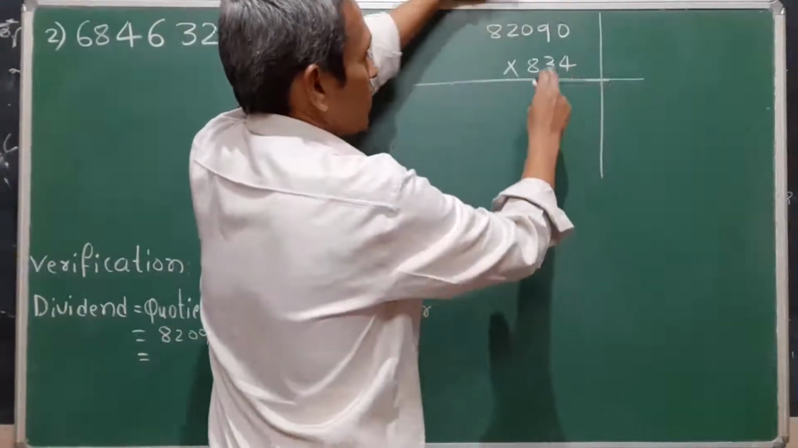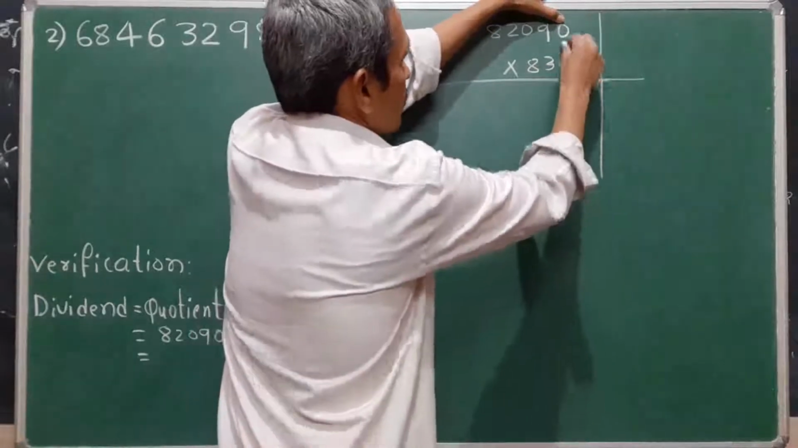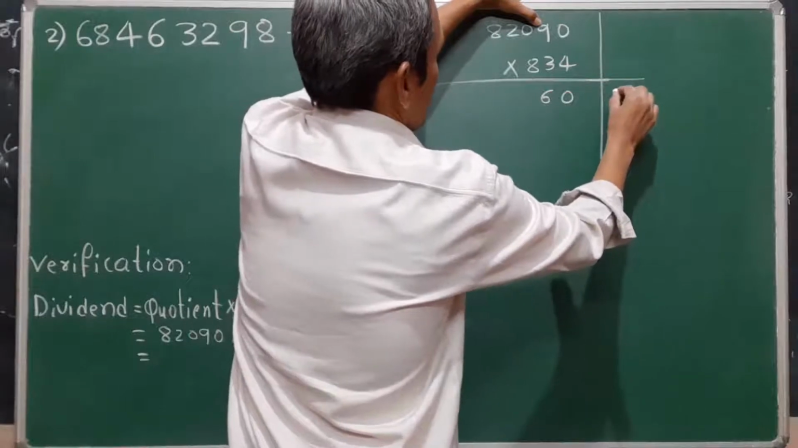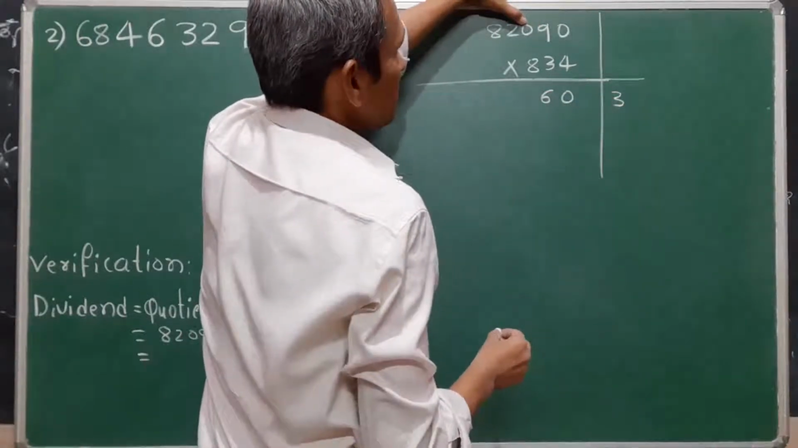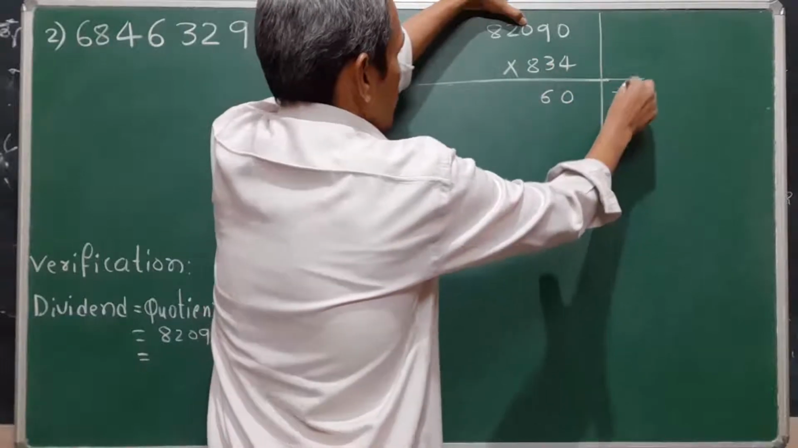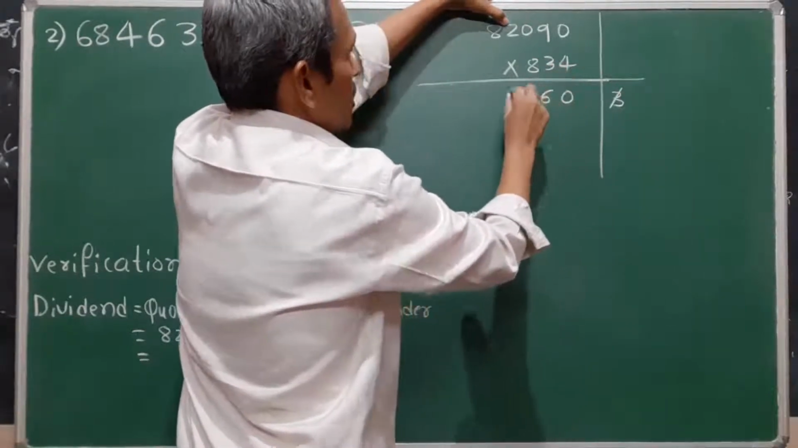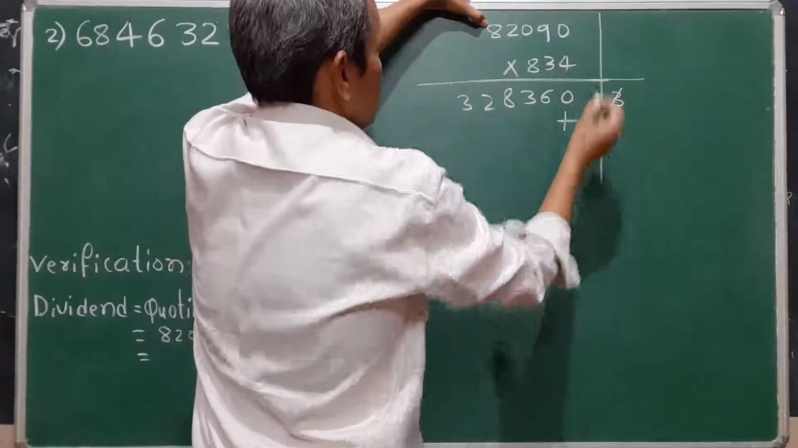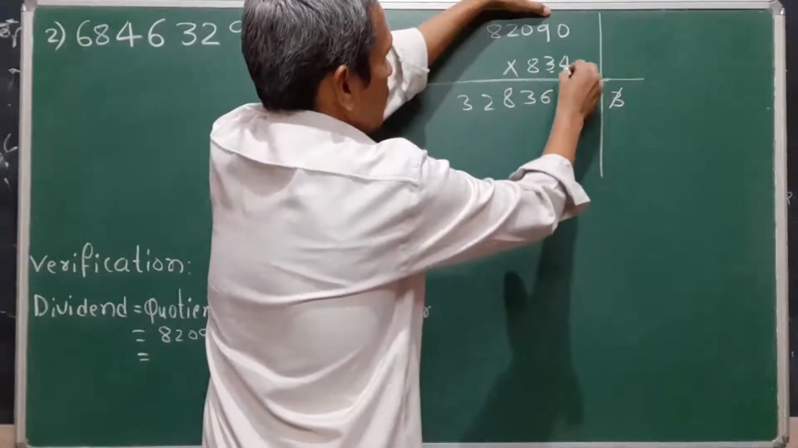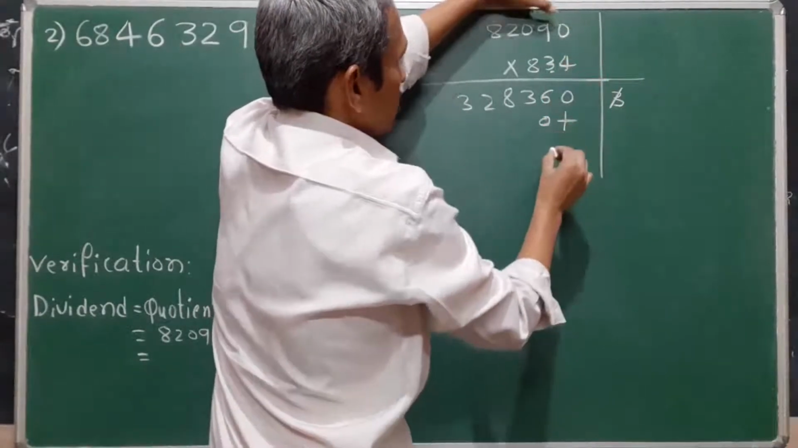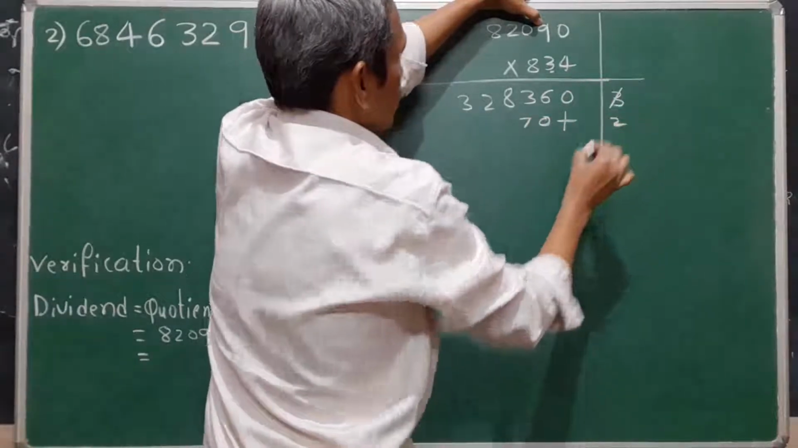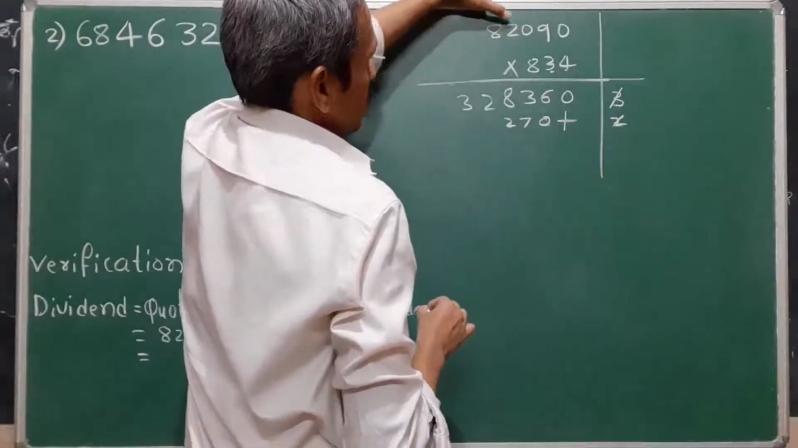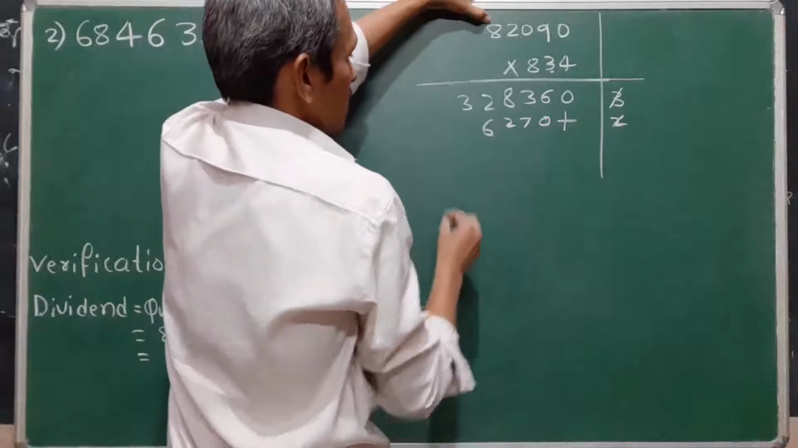First we will multiply by 4, then by 3, then by 8. Now 4 zeros are 0, 4 nines are 36. 3 is written here, and 4 zeros are 0, 0 plus 3 is 3, 4 twos are 8, 4 eights are 32. Now we will multiply by 3. 3 zeros are 0, 3 nines are 27, 2 is carry, 3 zeros are 0 plus 2 is 2, 3 twos are 6, 3 eights are 24.